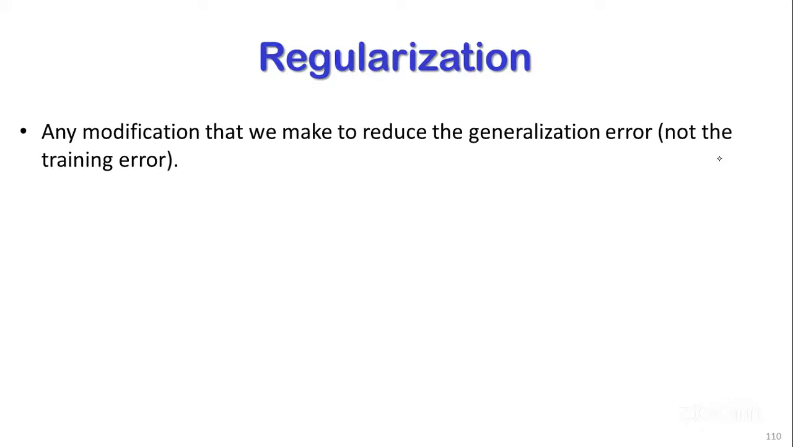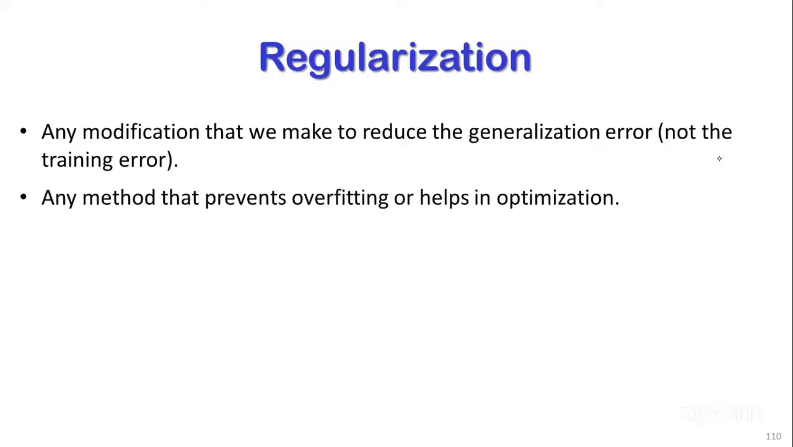So now come to the next word, that is regularization, right? Now remember what we want. We want to reduce the generalization error. Any modification which we make so that we can reduce the generalization error, remember, not the training error, works for us. So regularization is a method which prevents overfitting, or you can say it helps in optimization.